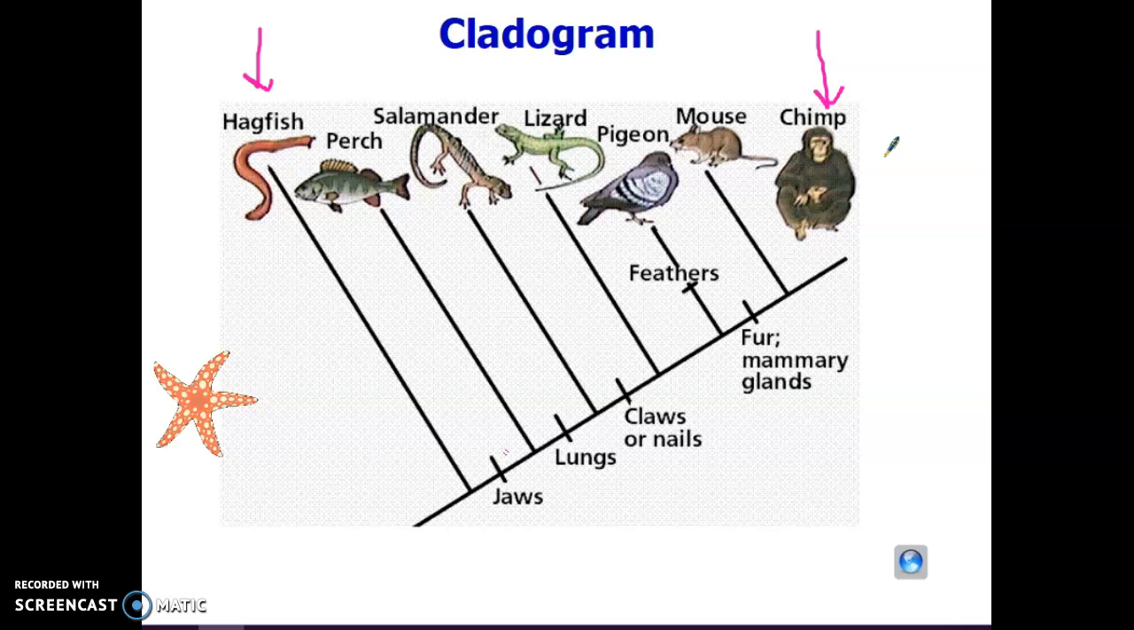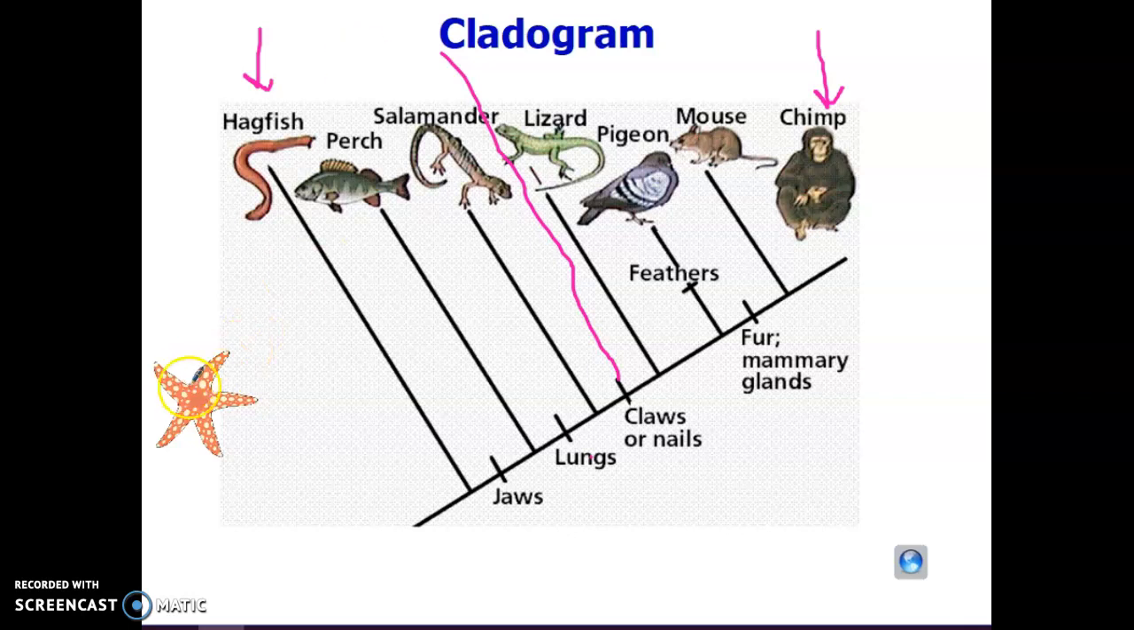So as an example, what separates the perch group from the salamander group is the fact that the salamander has lungs, and the fish does not. All right, if that makes sense. Now, that also means that everything above this has to have lungs. So that makes sense. The lizard, the pigeon, the mouse, and the chimp all have lungs. Okay, so let's try another one. Claws or nails. Which group has claws or nails? We'll just draw this all the way up if you have to. That means everything to the right of that has claws or nails. Everything to the left of that does not. That's how a cladogram works, okay?